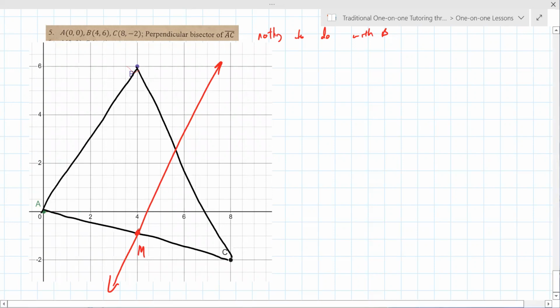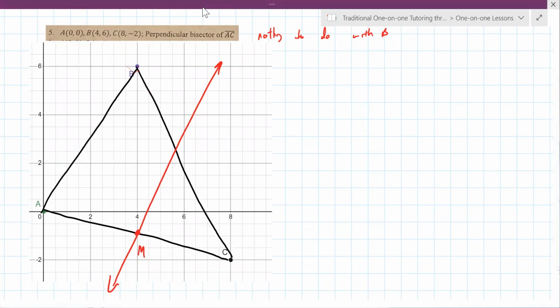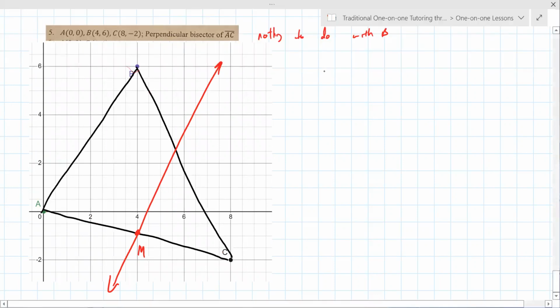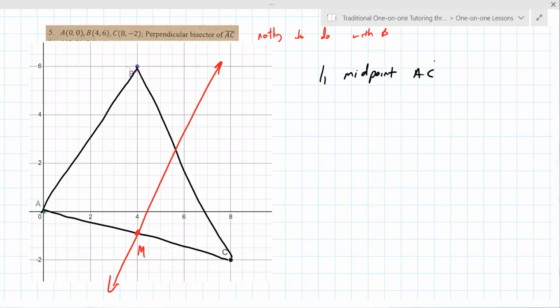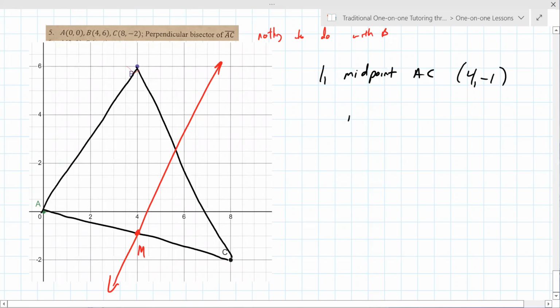I was just going to say that it has nothing to do with B. That's what I think you're wondering: wait, don't I need to use B? No, B is completely out of the picture. You're just bisecting A and C, which means you need the midpoint of AC. Okay, I think that makes a lot more sense now. And it's 4, -1 for the midpoint. Yes, the midpoint is 4 comma -1, and then you need the slope of AC.